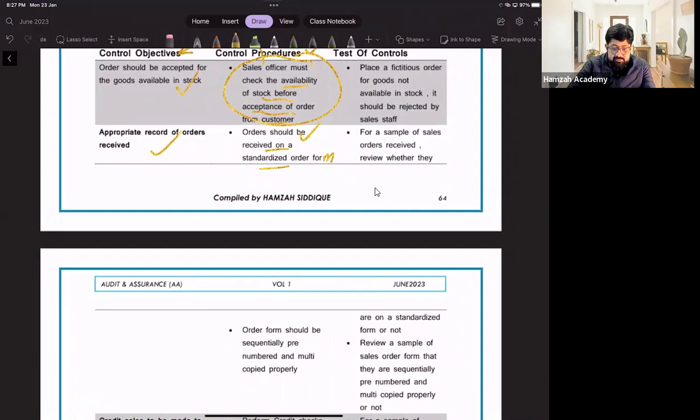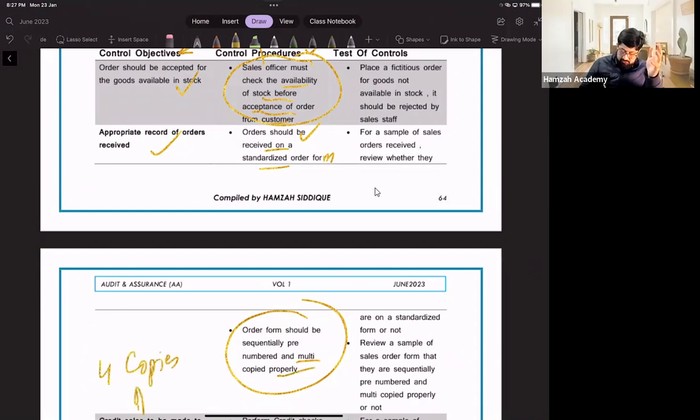And the second is, the form should be sequentially pre-numbered. What is sequentially pre-numbered? That is printing of the numbering on each form, so that if any form is misplaced, you can identify it. And that should be multi-copied, normally four copies of the form are produced. One is retained at the sales department and the remaining are sent to the other departments. I'm not going to tell right now where they are sent. Now, next point.